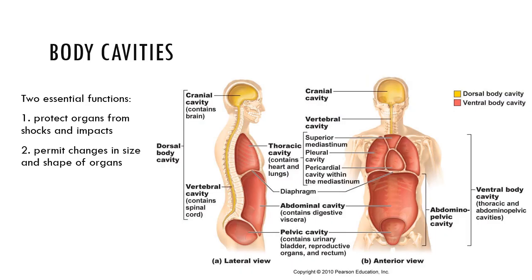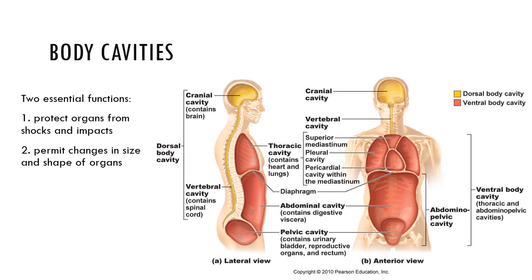Another way that we can divide up our body is via cavities. We have two major body cavities: a dorsal body cavity and a ventral body cavity, or a posterior and anterior body cavity. So why do we have body cavities? Well, they're there to help protect organs from shocks and impacts, because we don't want our organs to get jostled around. And they allow for changes in size and shape of organs.